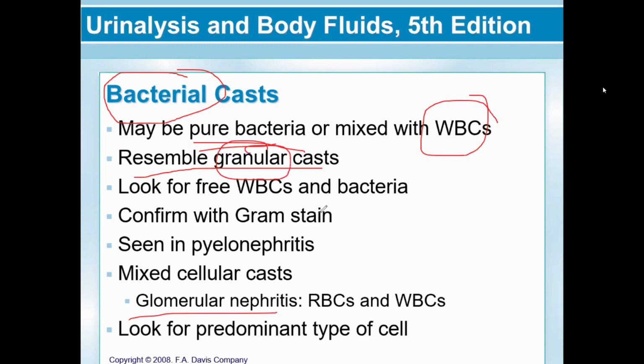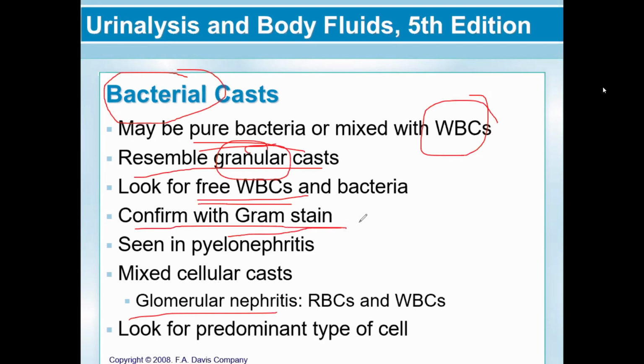Tignan natin kung ano yung nasa kanyang paligid. Okay? For example, if there's presence of many bacteria, then more likely that's a bacterial cast. Okay? Minsan nagmo-move, 'di ba, yung mga bacteria natin. Okay? And of course, we look for presence of free WBCs. Okay? That indicates what? Maybe true infection. Okay? So, confirm using your gram stain. So, we can stain them, okay?